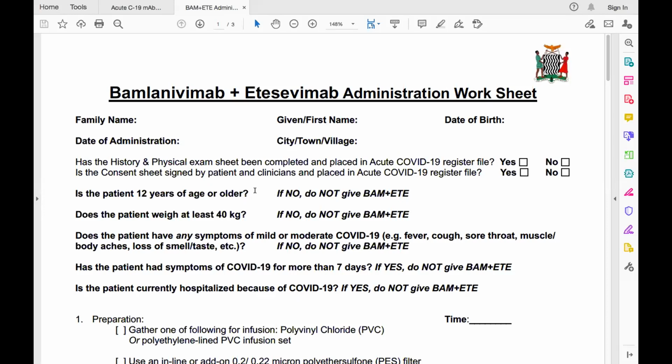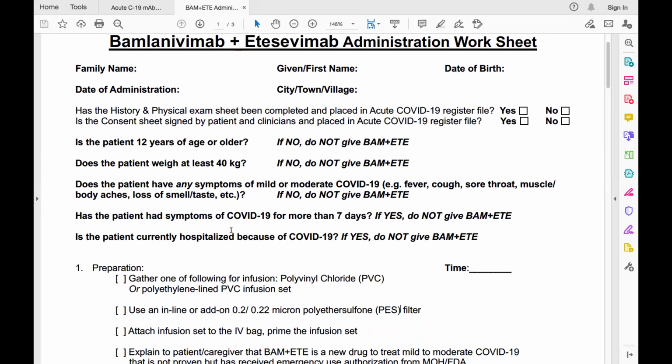So this gives you some more details, as can be seen, the little criteria that is here. And as it was earlier mentioned, for the monoclonal antibodies, we're giving those that are 12 years and above, or in terms of weight, 40 kgs and above. So if one is less than that, we do not give. And as can be seen, weighing less than 40, we do not give.